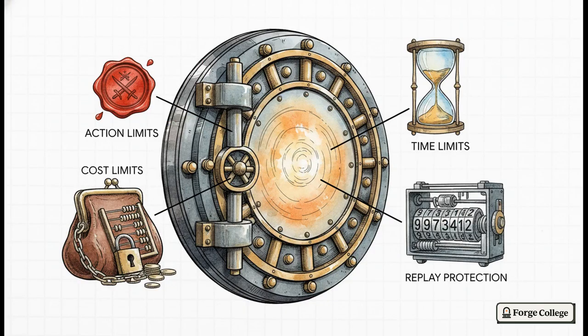But how do we actually enforce this? Well, a session policy uses strict constraints as digital guardrails. Allowed methods limits the specific actions you can take. Expires at acts like a literal self-destruct timer. Max spend caps your financial exposure, and a nonce stops attackers from just hitting replay on a transaction. If a temporary key ever gets nabbed, these fields instantly contain the blast radius.